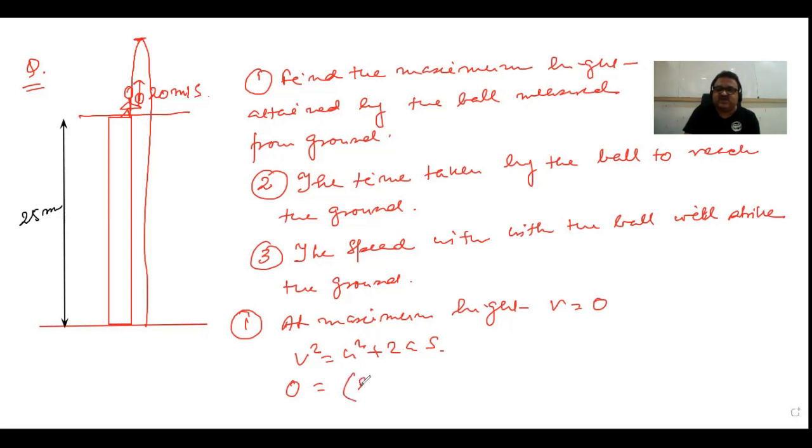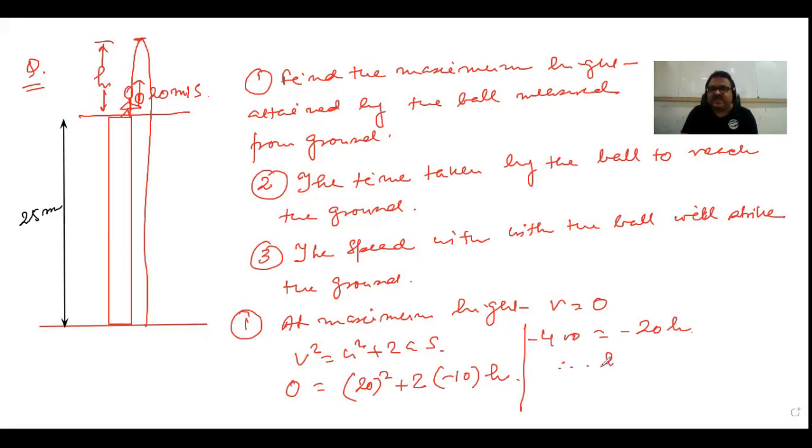So it should be 0 equals 20 square plus 2, a is minus 10, and s is h. Okay, that means this value. So if I calculate this, what would that be? 400 minus 20h. So h is equal to 20 meters.